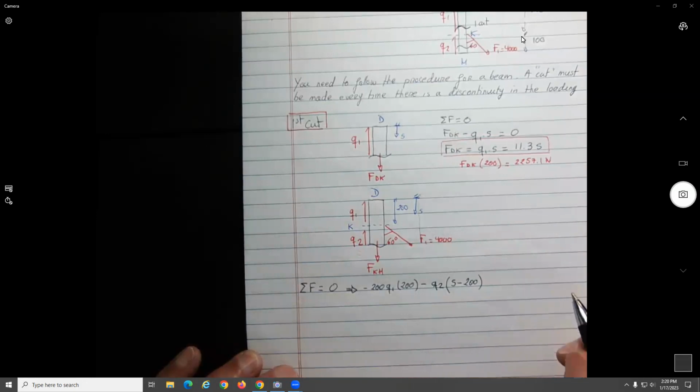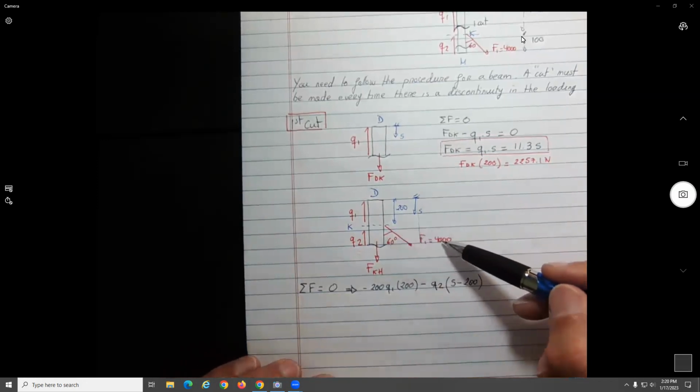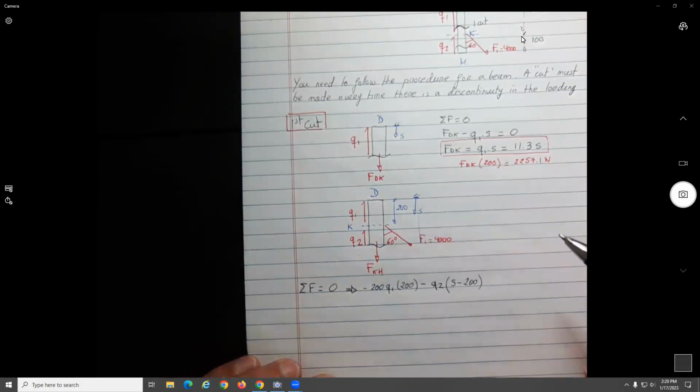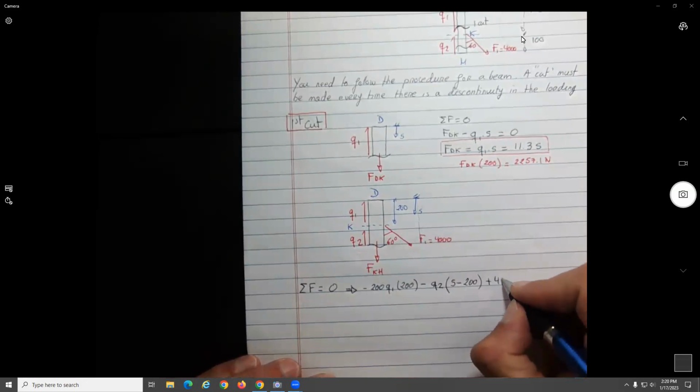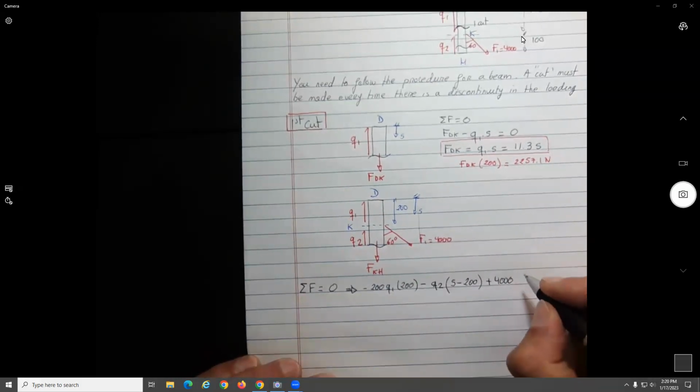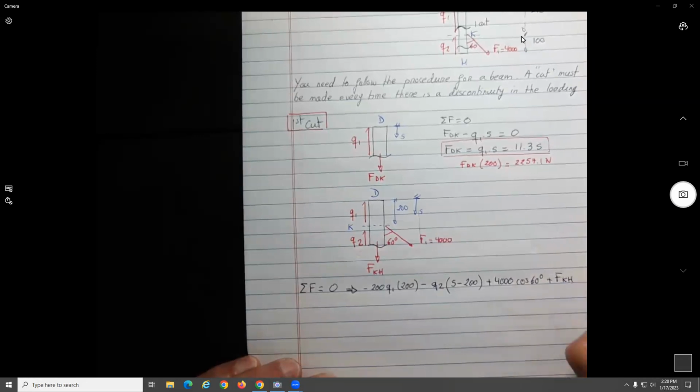Okay. Now, since the assumption is these are one force members, we only need to look at one component of the force 4,000, just the vertical component. So what would that be? Plus 4,000 cosine 60 plus FKH equal to 0.